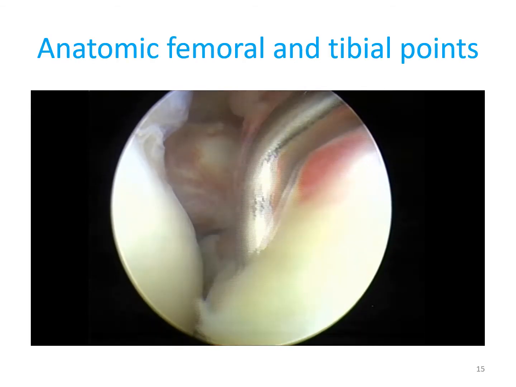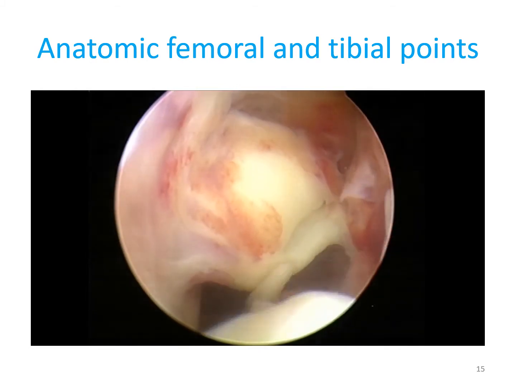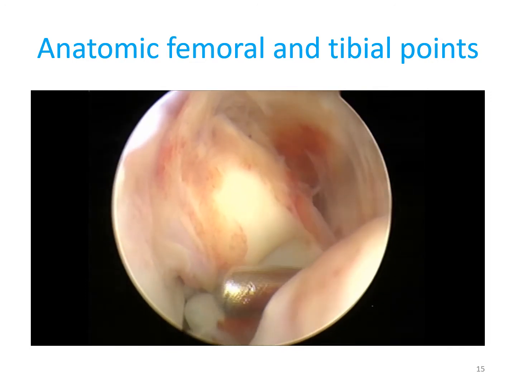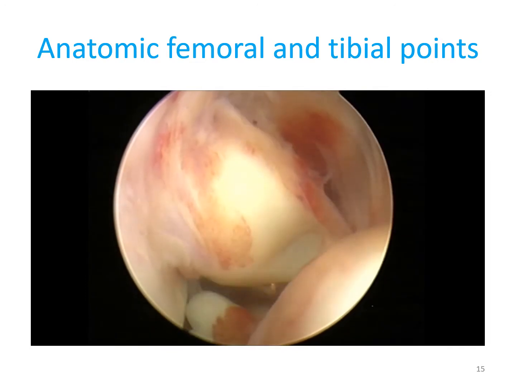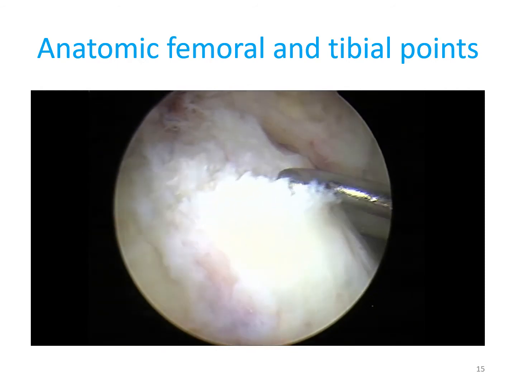In this case, we are lucky, this is again a right knee, that this was a mid-substance femoral attachment, so we can see this torn part where the native ACL used to attach, so far posteriorly, just posterior to the lateral intercondylar ridge and horizontally oriented.